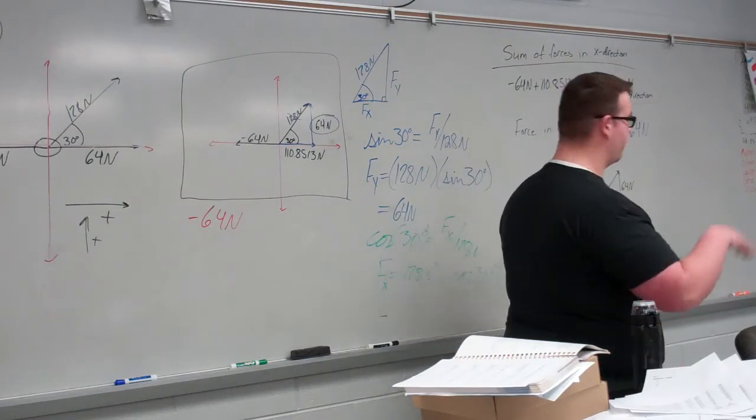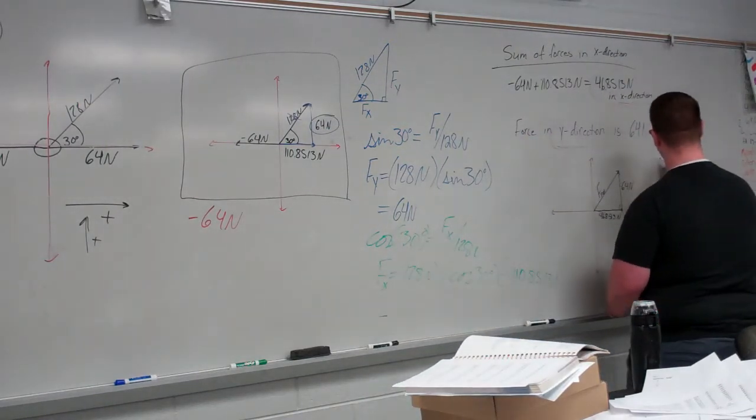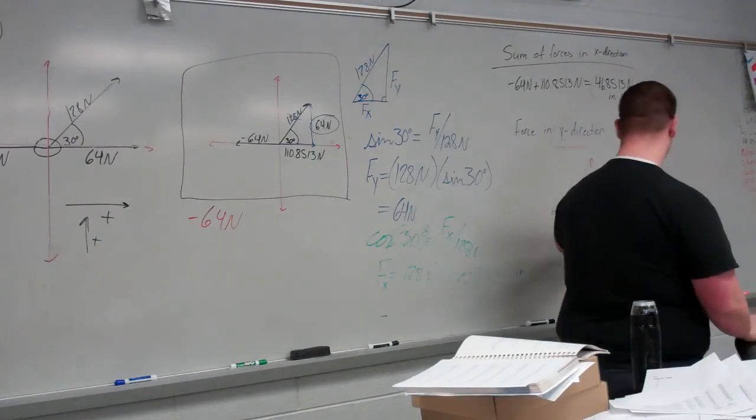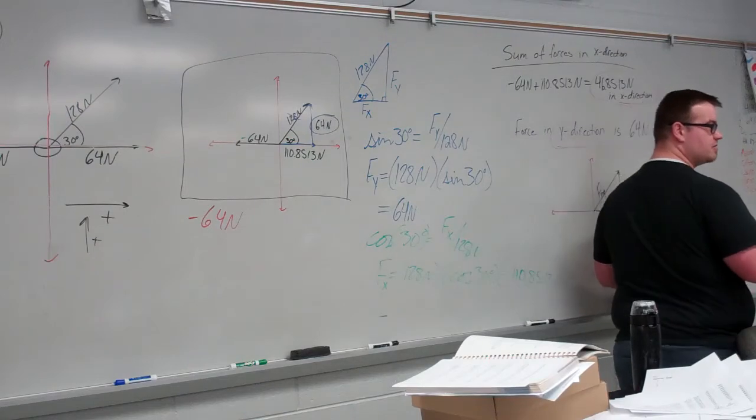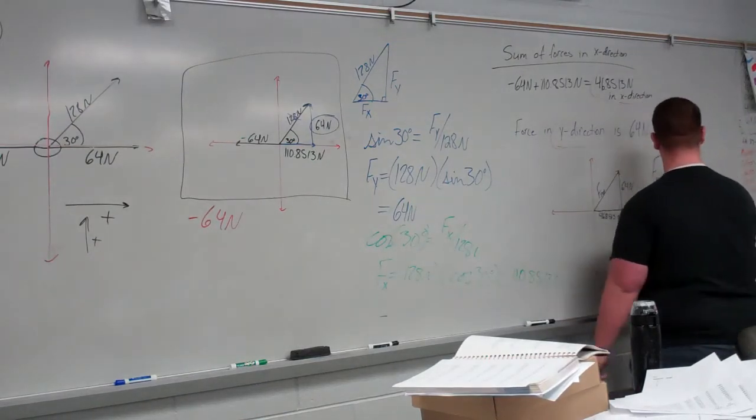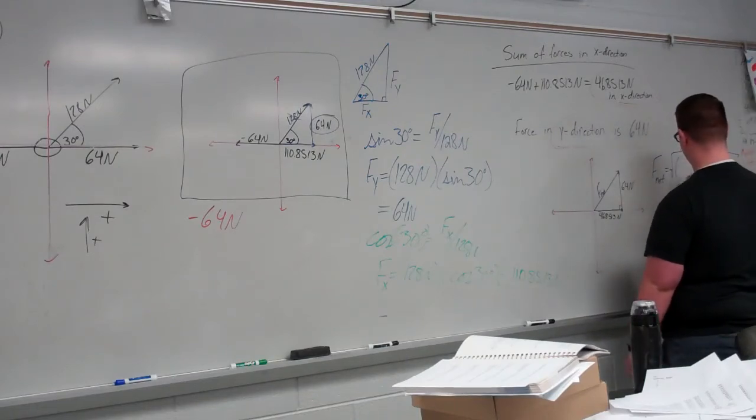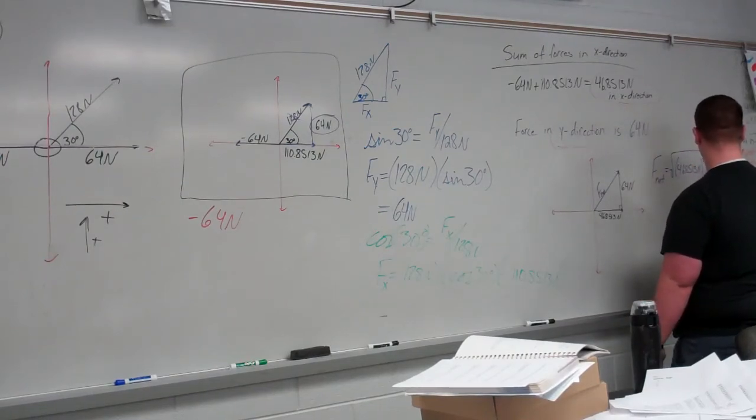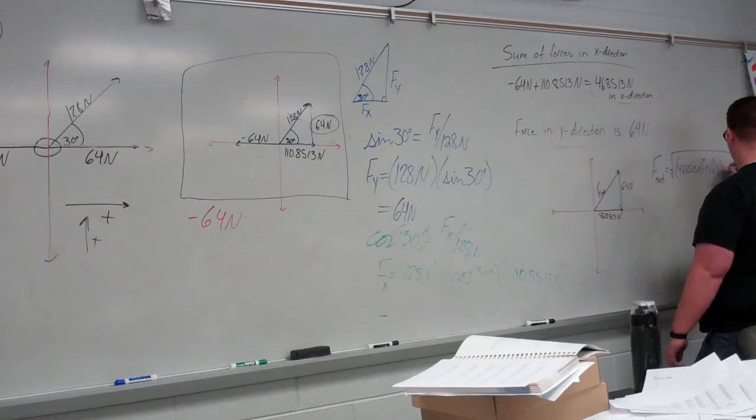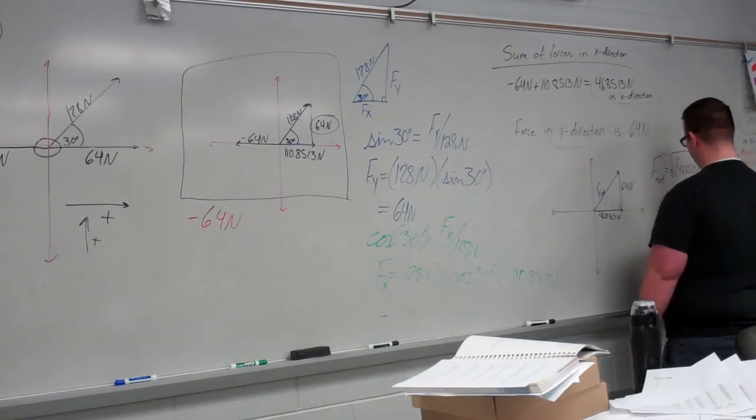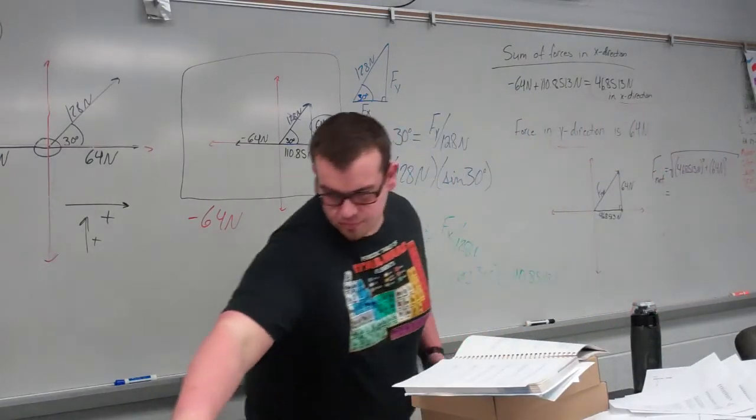Pythagorean theorem. Easy peasy. F net squared equals A squared plus B squared. Okay, could I just jump to the square root of this thing? Yes. So F net is going to be equal to the square root of 46.8513 newtons squared plus 64 newtons squared.